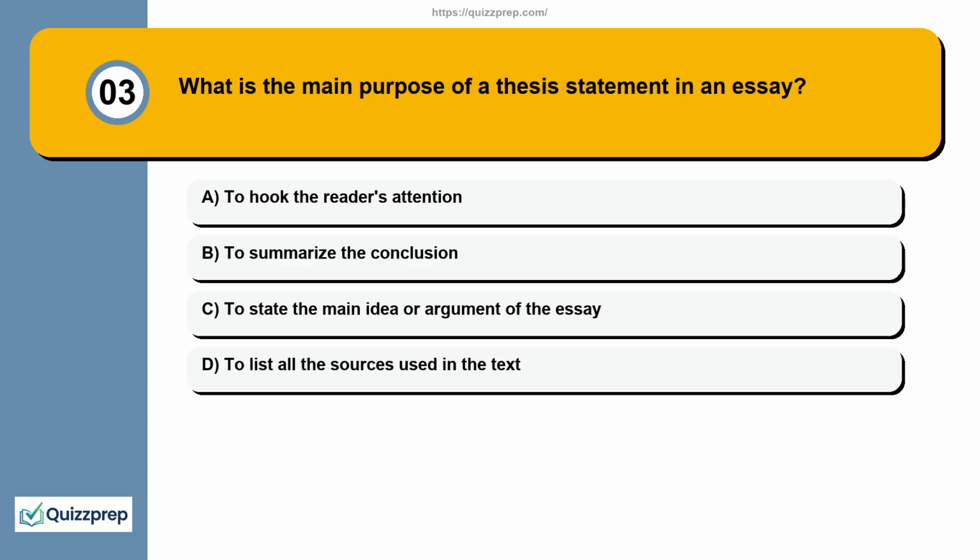Question 3. What is the main purpose of a thesis statement in an essay? Here are your options. Option A. To hook the reader's attention. Option B. To summarize the conclusion. Option C. To state the main idea or argument of the essay. Option D. To list all the sources used in the text.